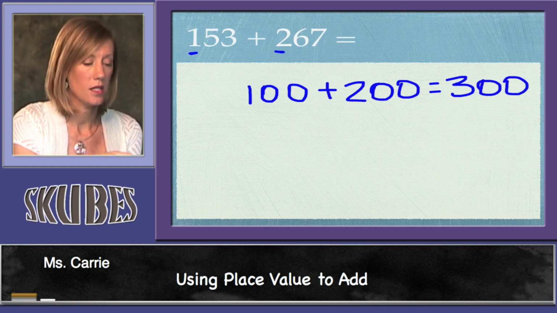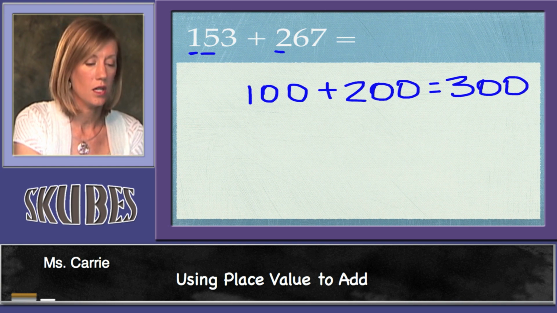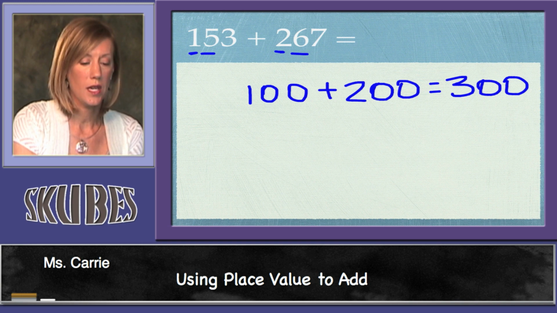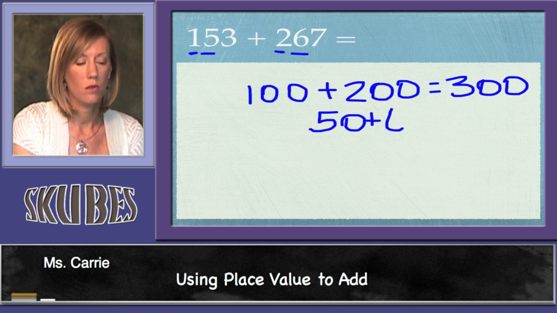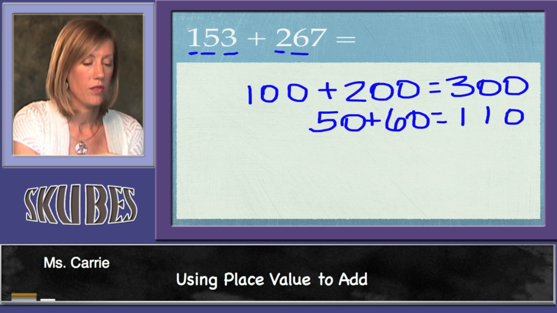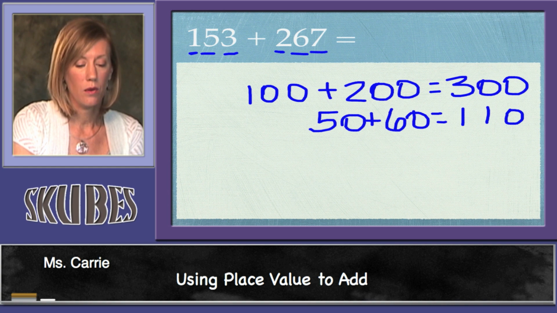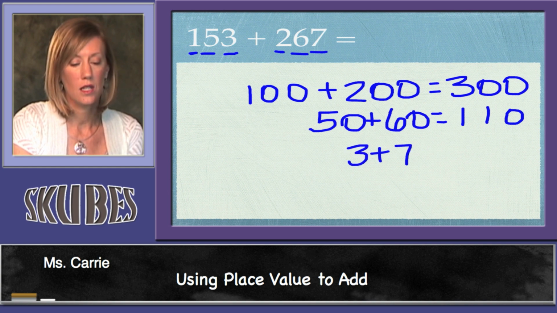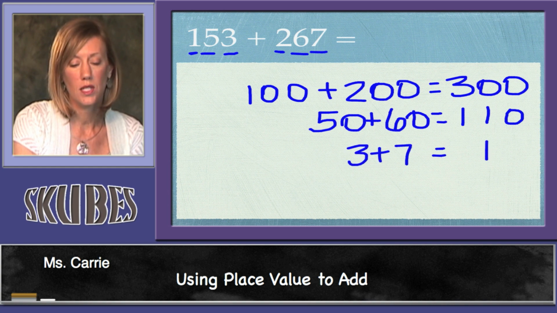Now let's go to the tens. We have 53 and 67, so the 53 would be 50. The 67 would be 60. Well, I know that 50 plus 60 is 110. Now let's go to the ones. We have 3 and 7. Well, I know that 3 plus 7 is equal to 10.